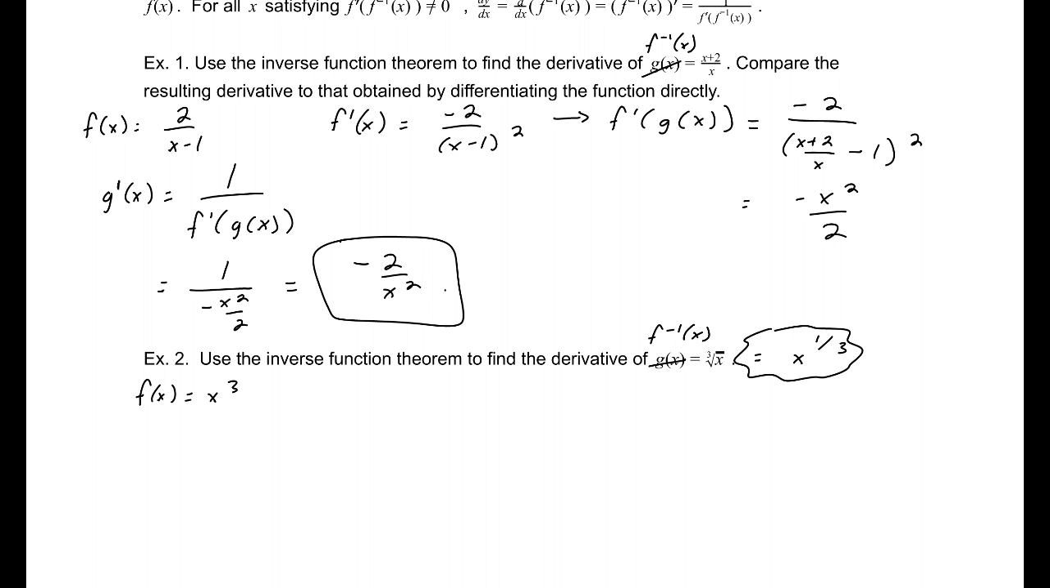So based on the inverse function theorem, we can say that g prime of x equals 1 over f prime of g of x. F prime of x equals 3x squared, which means that f prime of g of x is 3 cube root of x squared. I'm going to go ahead and write that as 3x to the 2/3, which means g prime of x is 1 over 3x to the 2/3, or if you'd rather, 1/3 x to the negative 2/3.